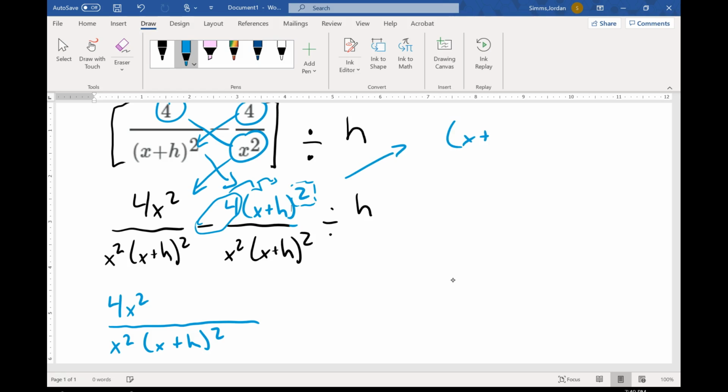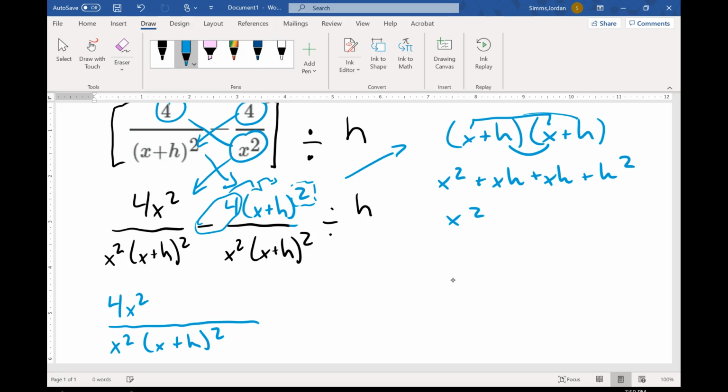I have x plus h. So nice, I got to write it twice, right? We're squaring a binomial, so that means I have to write it twice and FOIL it out. Our first is going to be x squared. Our outside is going to be xh, so plus xh. Our inside is going to be plus xh, and our last is going to be plus h squared. Combining those two like terms in the middle, I'm going to get plus 2xh plus h squared.